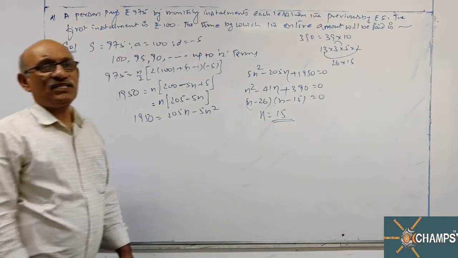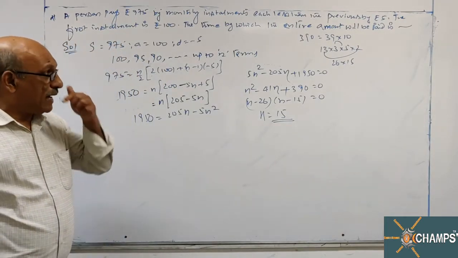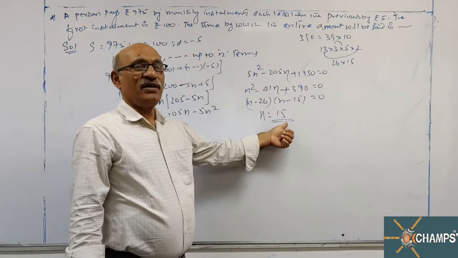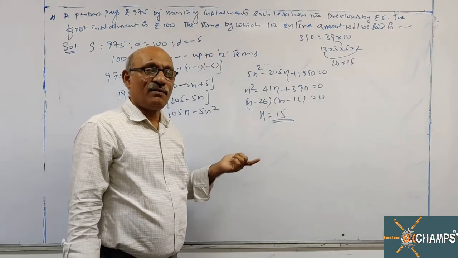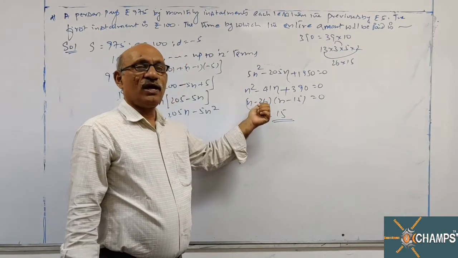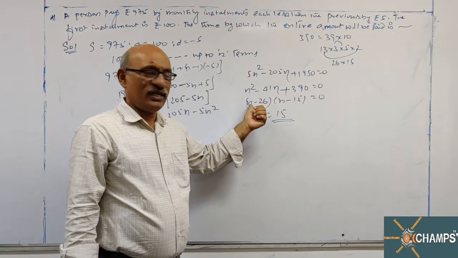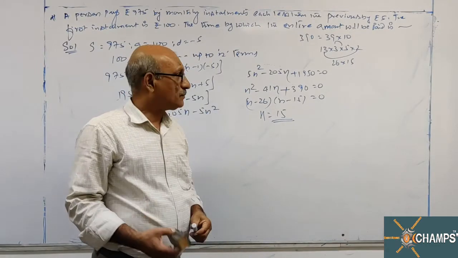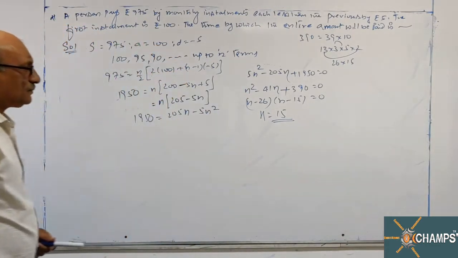So in 15 installments, the entire amount will be paid. After clearing the amount in 15 installments, we don't go further. So no need to consider n is equal to 26 here, because in 15 installments the amount is cleared. Okay.